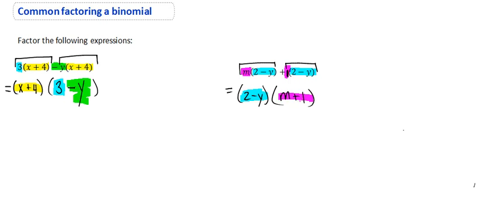Just like that. We call this factoring out a binomial because the term that I found to be the common factor in both cases was a binomial. That's how you common factor a binomial.